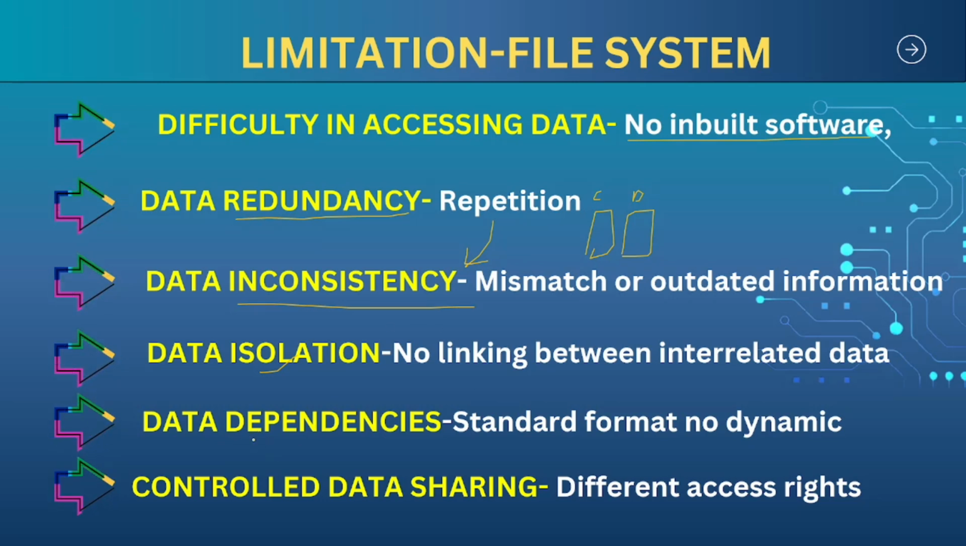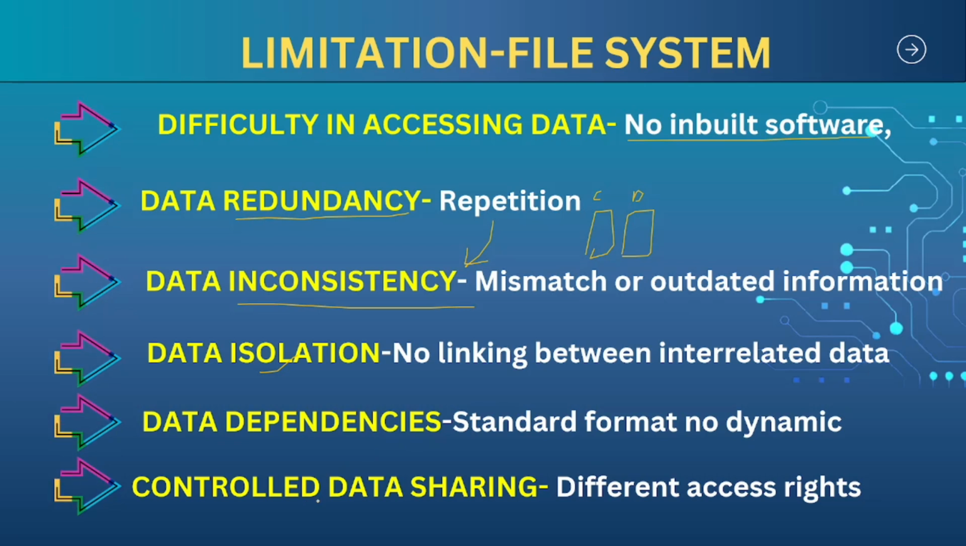So what is the next one? Data dependency. What does it mean? Standard format, no dynamic format. For example, in one file you are maintaining one format and in another file you are maintaining another format. When you plan to change one format, you again have to make the same changes manually in the other format. Automatically it will not make the changes. That is called data dependency.